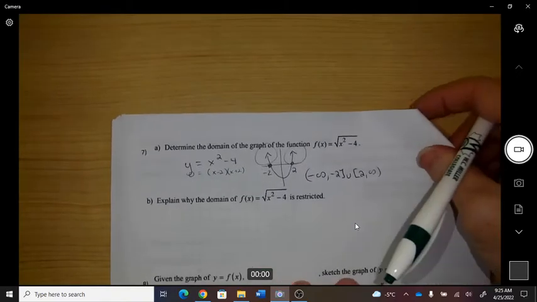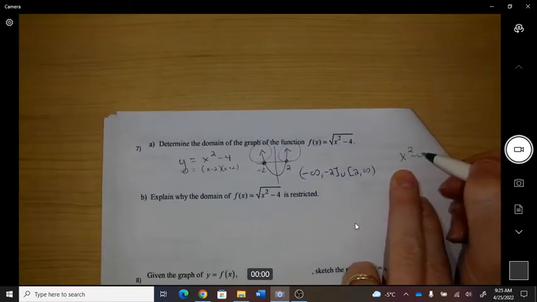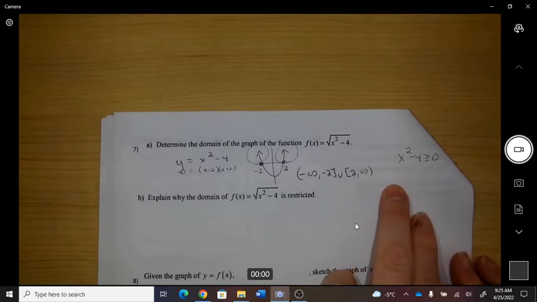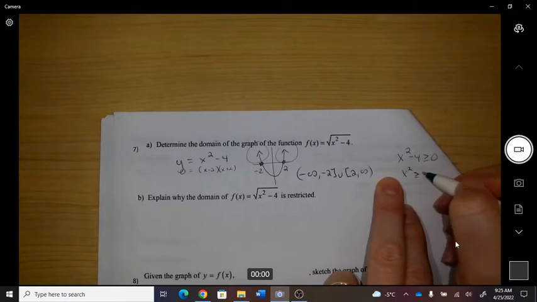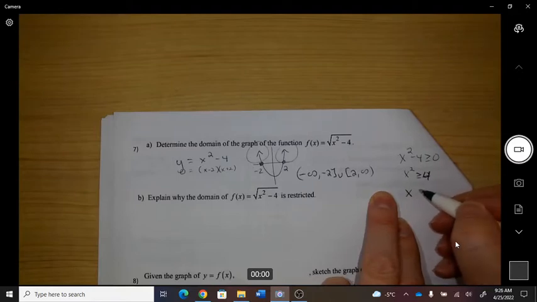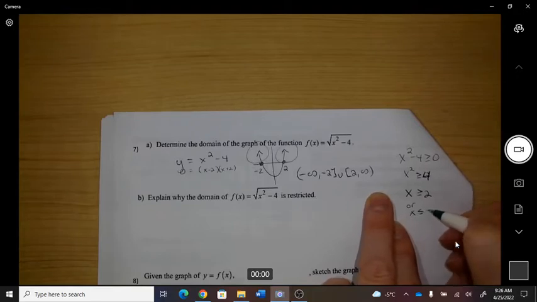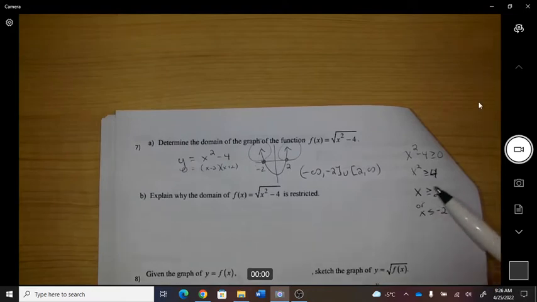Okay, you could also do this algebraically, where you would want to know where is that greater or equal to 0, because that has to be 0 or positive. So if I move the 4 over, it's 4, and I square root, this just gets a little bit tricky because of the negative, because when you square root, that will give us the two options. So that would just be a little bit trickier with the algebra. That's why I like the graphing method.